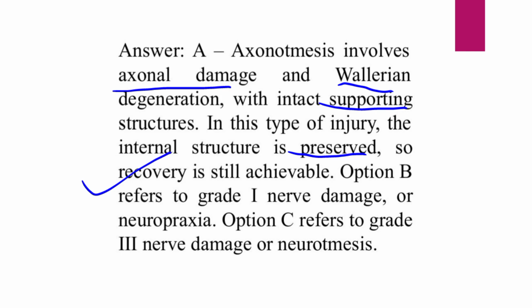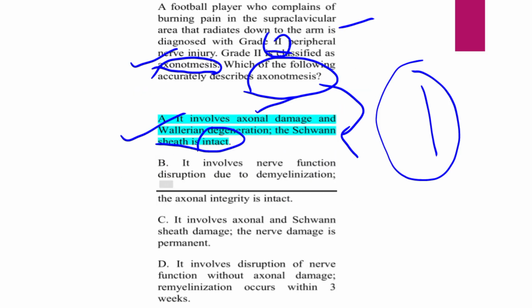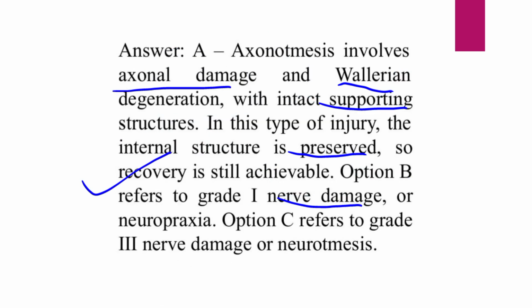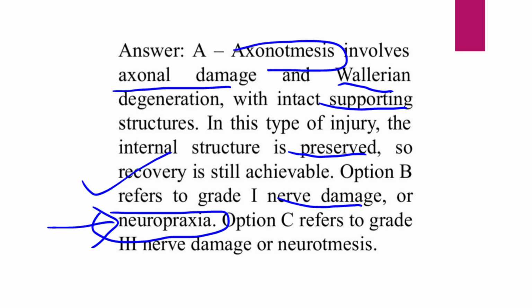Option B refers to the grade 1 nerve injury. It involves nerve function disruption due to demyelination, while the axonal integrity is intact. These are the characteristics of neuropraxia, which is grade 1. Neuropraxia is grade 1, axonotmesis is grade 2, and grade 3 is neurotmesis.